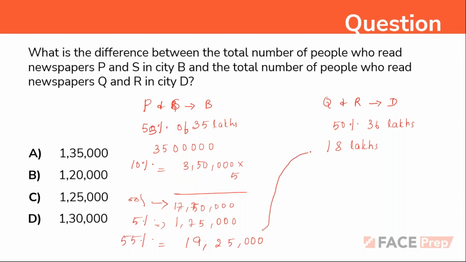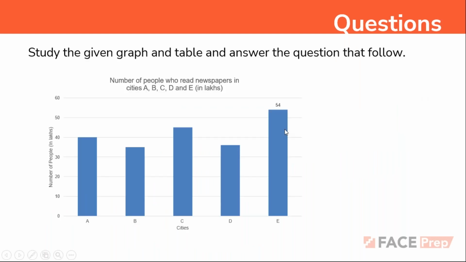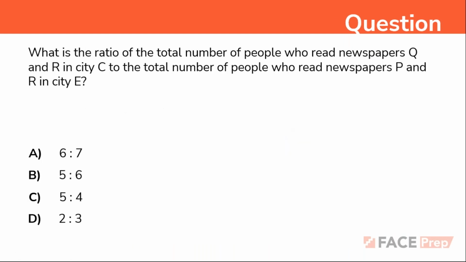Now I need to take the difference between these two. So what is the difference between these two? It's around 1,25,000, which is option C. Is it clear for everyone? Yes. Shall we move to the next one? Now, here is your next one, people. Try to solve this one.